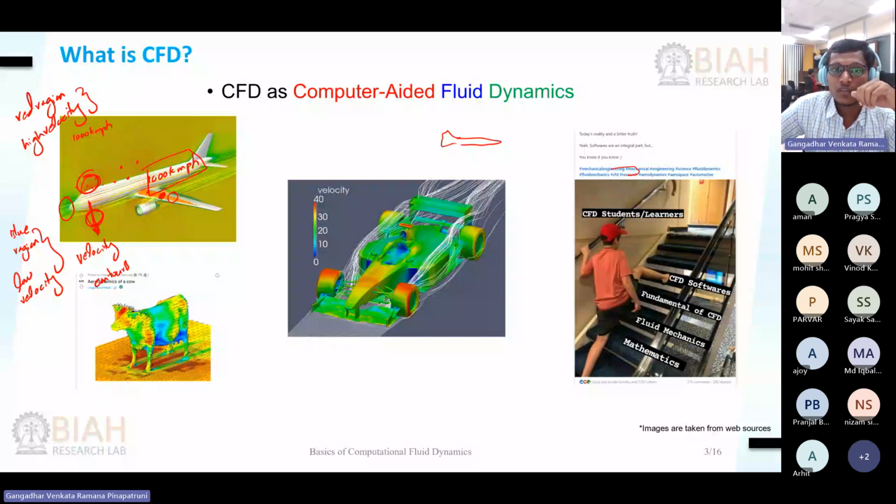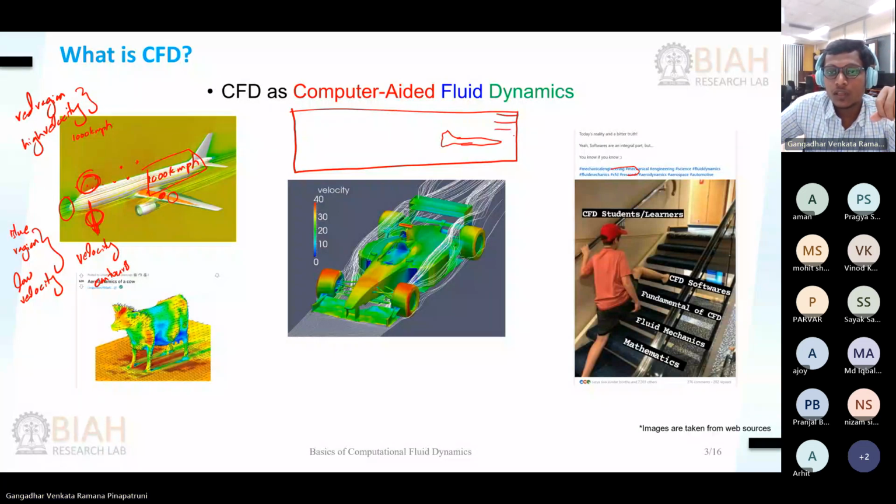Suppose this is my jet aircraft. If I want to conduct some study, I can create some domain, like my framework. I can create a particular domain and allow my fluid to flow in this domain. So I can study the fluid flow on the top of this aeroplane, right?